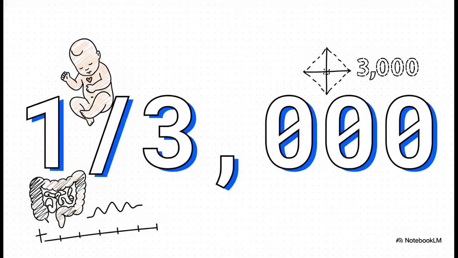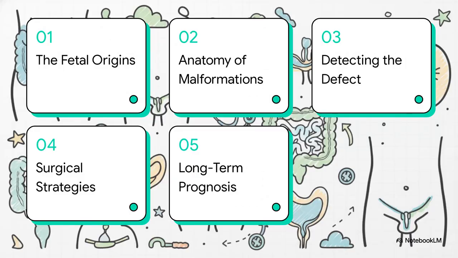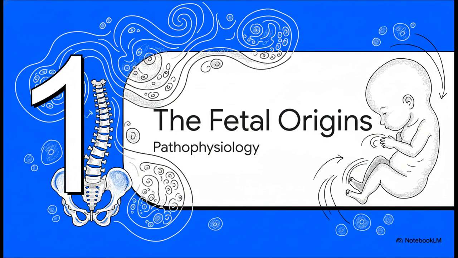Because it affects so many newborns, getting a solid grip on the mechanics behind it is absolutely crucial for anyone in the medical field, or honestly, any parent trying to navigate a brand new diagnosis. So, here is our roadmap for today's explainer. We'll start with part 1, the fetal origins, followed by anatomy of the malformations. Then, part 3 covers detecting the defect, part 4 breaks down surgical correction strategies, and finally, we'll wrap up with the long-term prognosis.